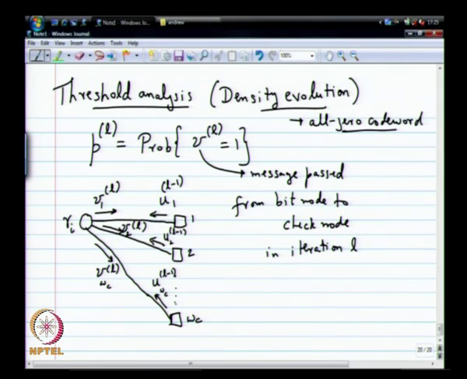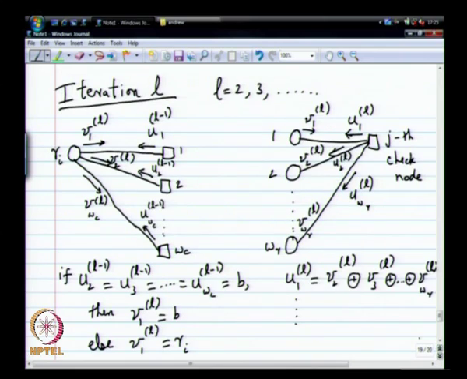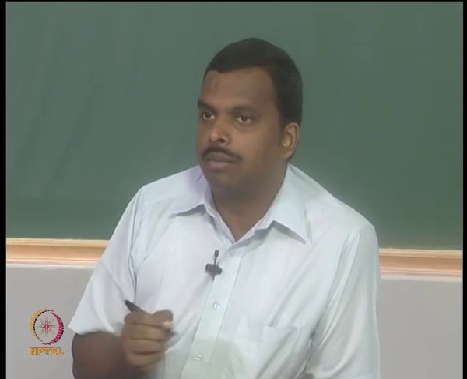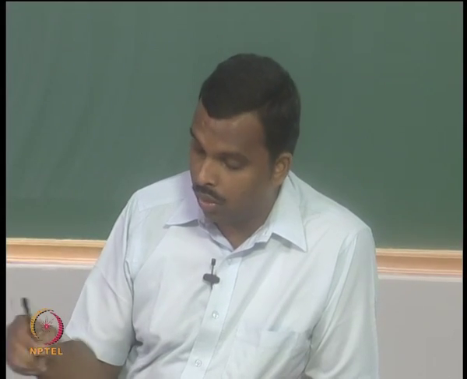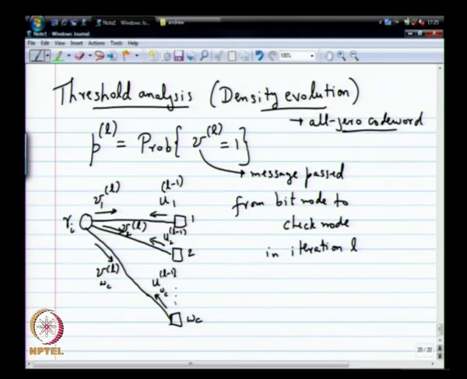For instance, if I show that this probability is 0, then what happens? All the messages V that were passed are zeros. Remember, in the next step of the iteration, if all these things are 0, everything that is passed back is also 0, and I would have decoded to the correct code word. So it makes sense to look at this probability in the all 0 code word case.